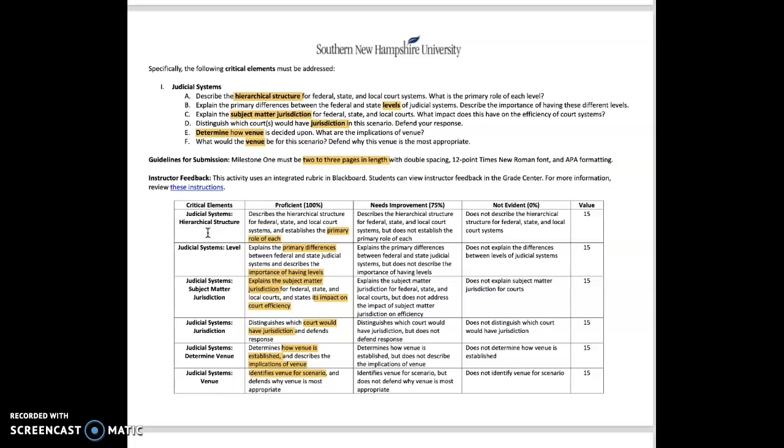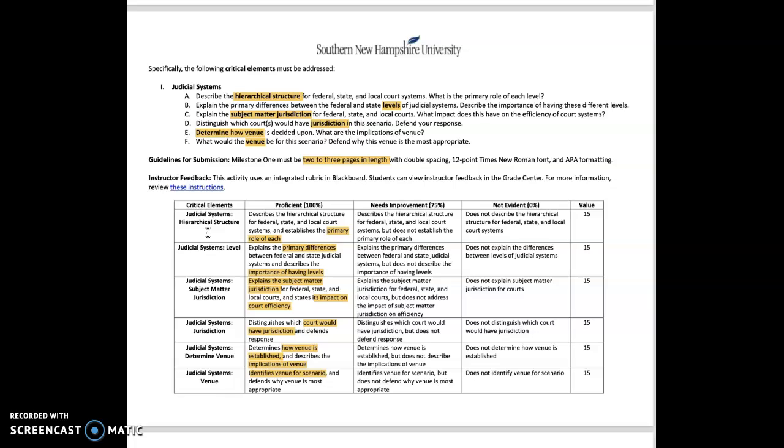Now, when we look at state courts and local courts, it might become a little bit more complicated, but we're going to try to keep it simple. Because I think if you look in your textbook on pages 58 through 63, they give you a good analysis and a good overview of the state court system.